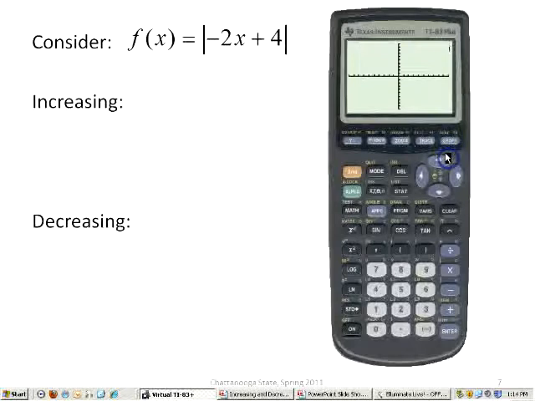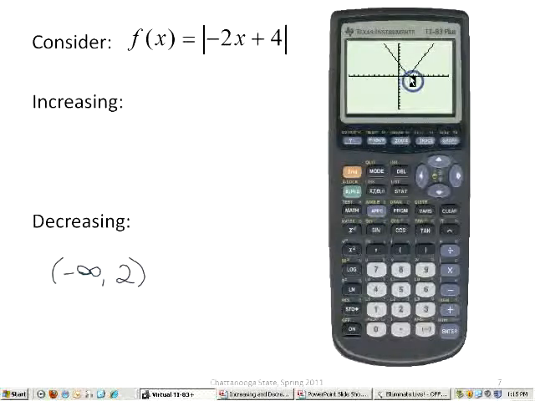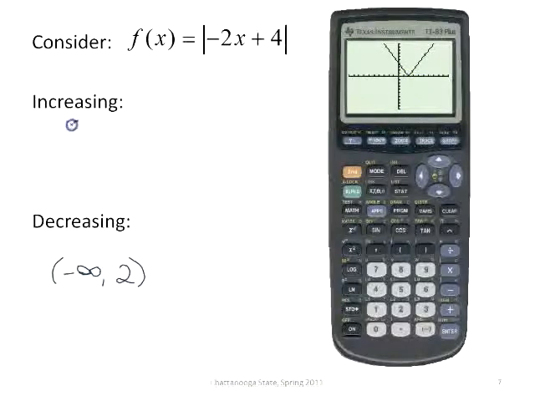Graph. And I see a V shape. The first part of my graph, looking at it from left to right, is decreasing. So my first interval will be negative infinity to, where does it stop decreasing? It stops decreasing at an x value of positive 2. Right here is where it stops decreasing. Then it increases. So it would increase from that positive 2 to an x value of infinity.